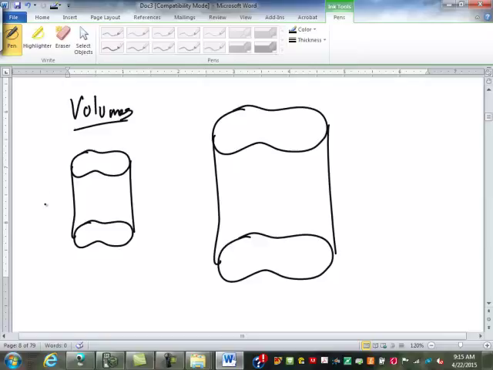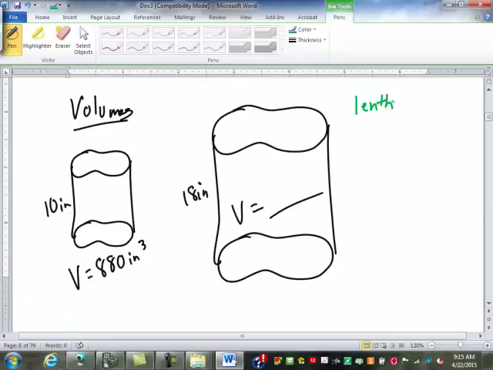So anyway, let's say this goes from being 10 inches tall to being 18 inches tall. And the volume of this here is 880 cubic inches. And I want to find the volume of this one. We're going to start out by doing the ratio of lengths again, which is 10 to 18, which I'll reduce to 5 to 9.